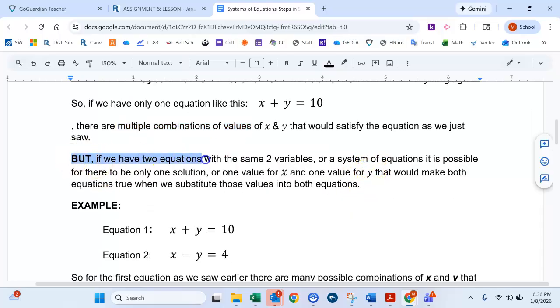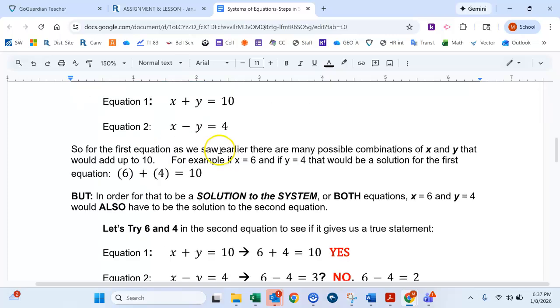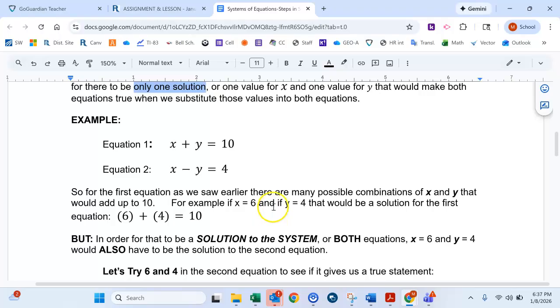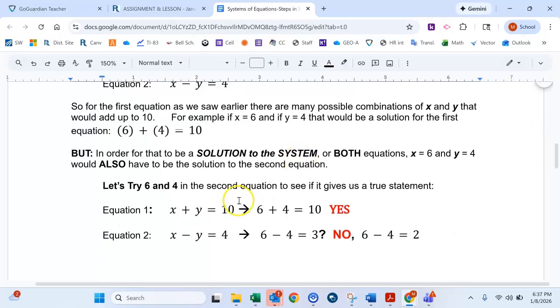But if we have two equations with the same two variables, again, it's a system of equations, it's possible for there to be only one solution. Not always, but possible, okay? Let's take an example. So x plus y equals 10, we already know there's different values. It could be 1 plus 9, 2 plus 8, right? Let's say that for the first one, we want to try two new numbers, say 6 and 4, for example. We think maybe that's the correct answer. So we're going to try 6 and 4 right here for x and y. So let's try that first. 6 plus 4 is equal to 10, yes, okay.